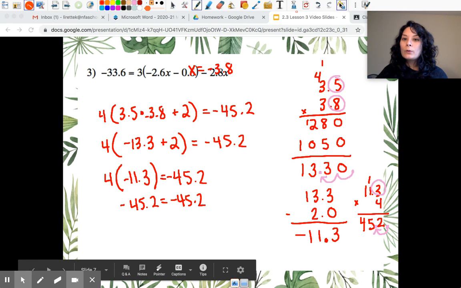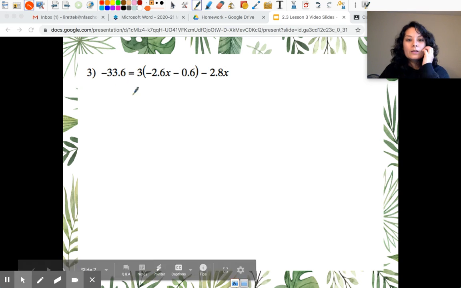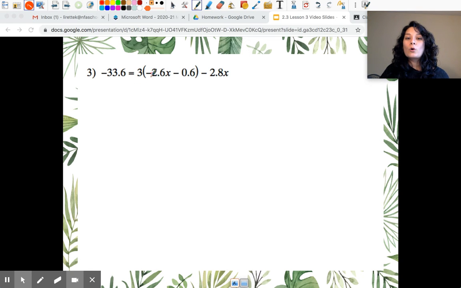Okay, one more that we'll do together. So same thing here. Before we do any method, regardless if we're clearing the decimals or not, we need to distribute. The 3 is only going to get distributed to the terms in the parentheses. This negative 2.8 is just going to come down for the ride. So I'm just going to copy everything else here.